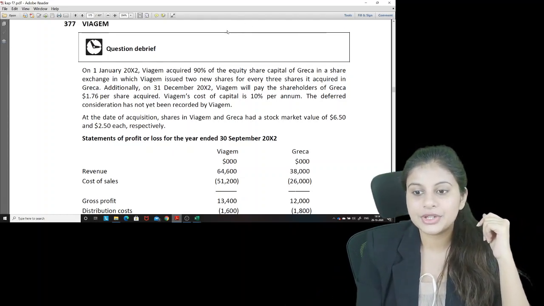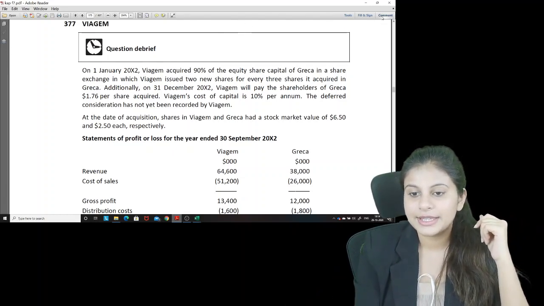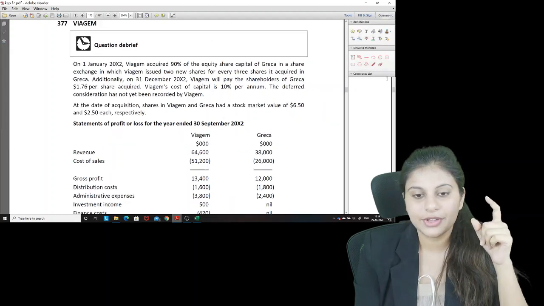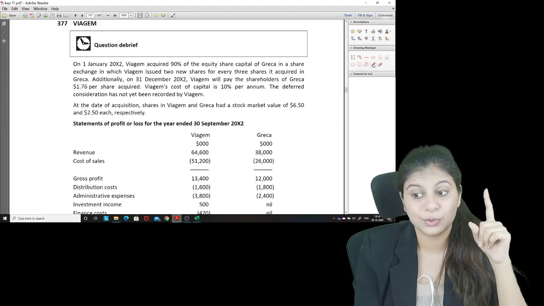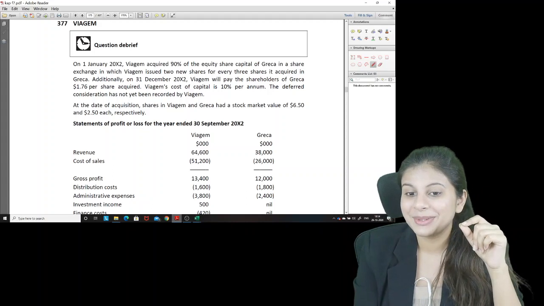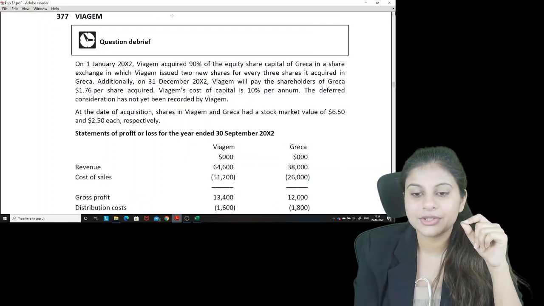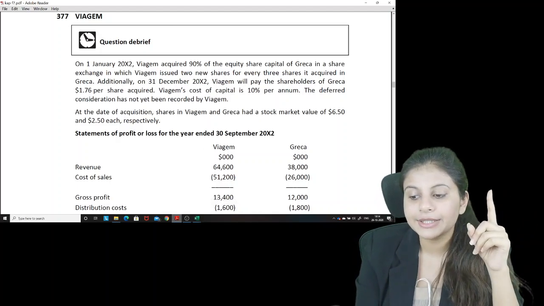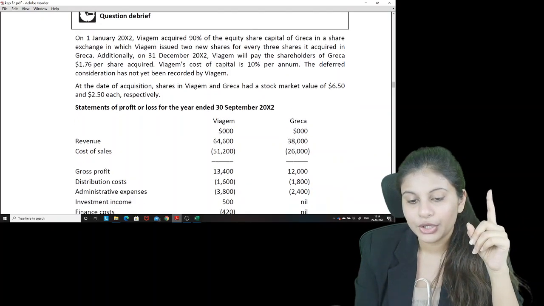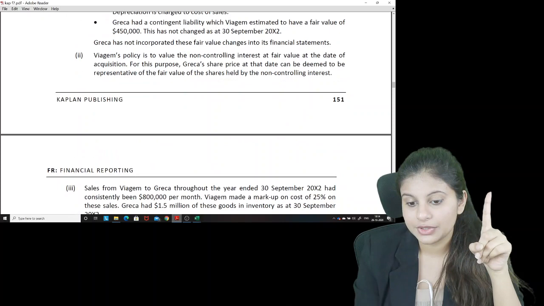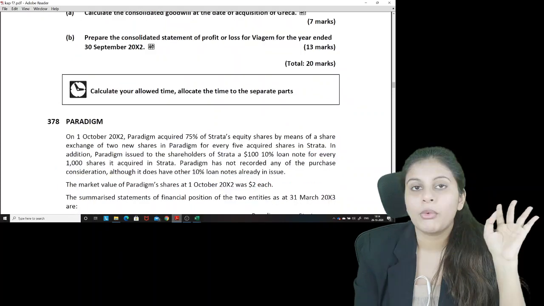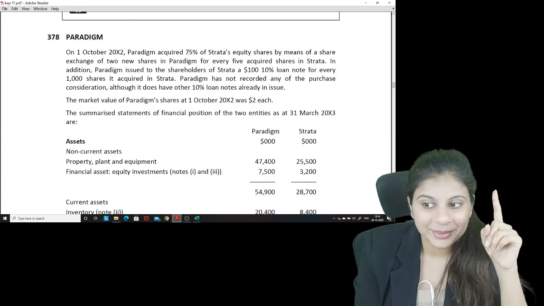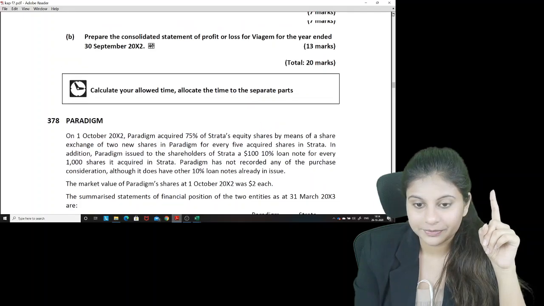The first question here is the Viajam question. I'm going to call it V. This is a very important question. How to go about a question is to first read the requirement. Don't ever forget to read the requirement first. Don't just jump to the question and see what's there. No, first read the requirement.